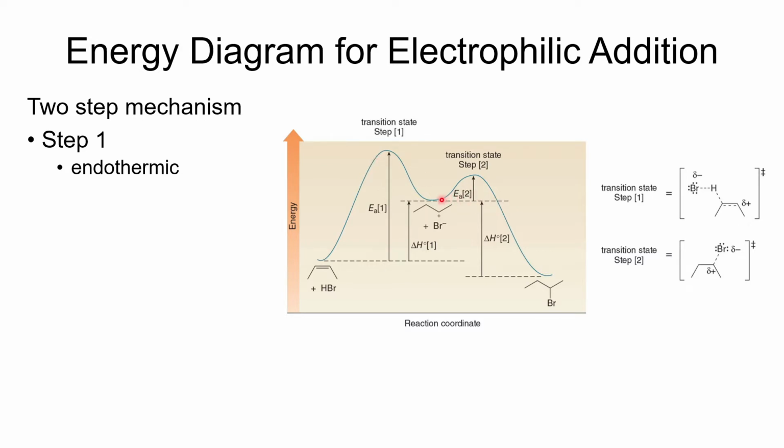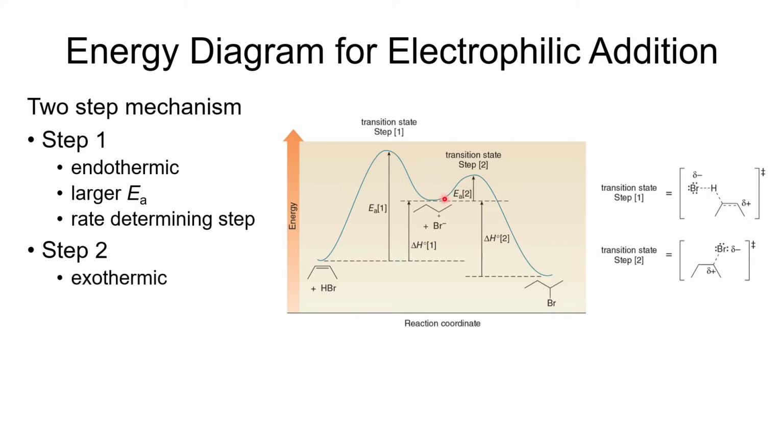In the second step, after we form the carbocation, that's the rate determining step. So in the second step, it is exothermic because all we're doing is making a bond. And because we're not breaking any bonds, it has a small activation energy. And that means it doesn't have a very high transition state energy. And that's going to be our fast step.